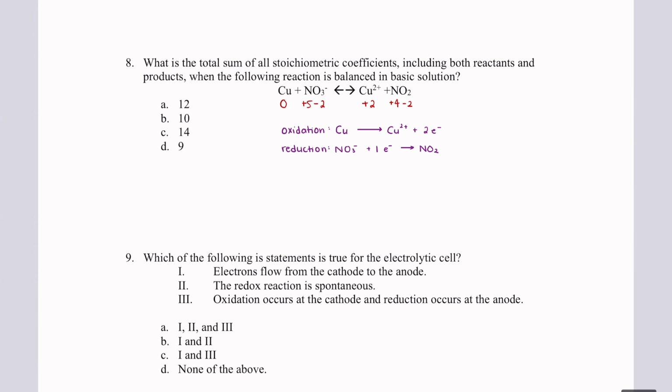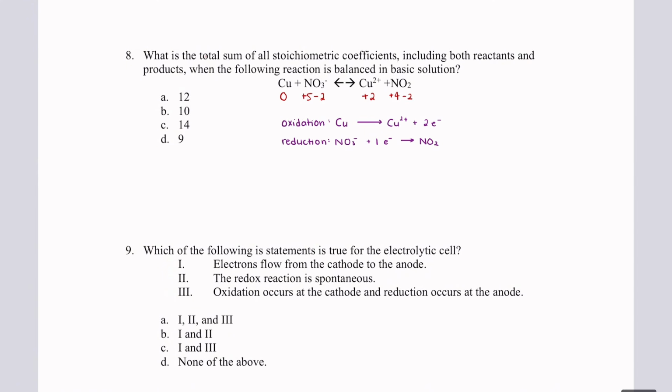Problem 8 says, what is the total sum of all stoichiometric coefficients, including both reactants and products, when the following reaction is balanced in a basic solution? The reaction is solid copper reacts with nitrate ion to produce copper 2+ ion and nitrogen dioxide. We're going to balance this with the half reaction method, and then we'll add the coefficients.